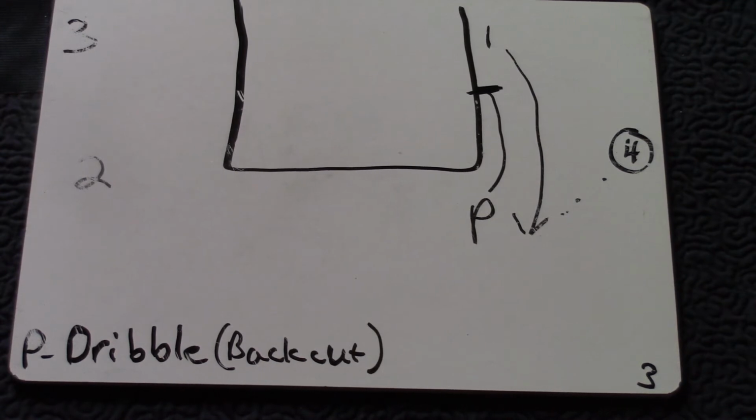P's rule is screen bodies. We want him to headhunt. We don't want him to screen air. If the post sets a solid screen here, one of the two players is going to be wide open. If they switch it, obviously you got P for a layup. If they don't, then you got one coming off that screen.